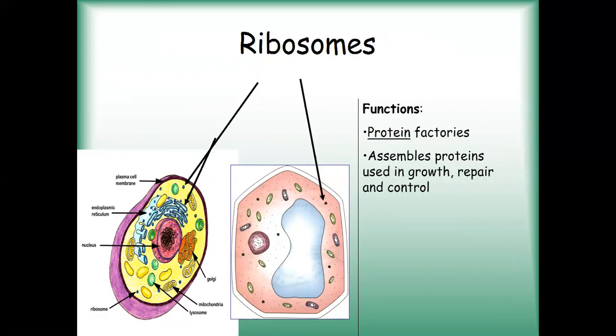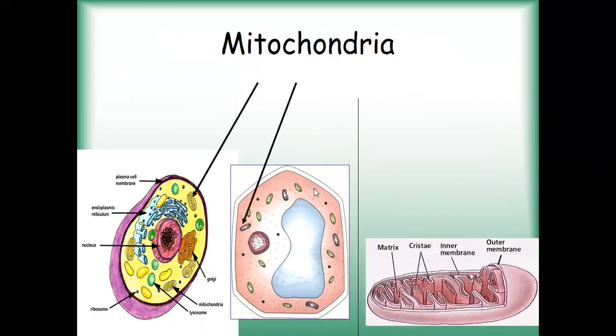Function of ribosomes: protein synthesis in our body takes place inside these ribosomes. So they are the protein factories. They are full of proteins. Whatever protein synthesis takes place inside our body happens with the help of ribosomes. They assemble protein which is used in growth, repair, and control. You all know that for growth, for repairing of our body, cells, and tissues, we need proteins. They are the building blocks. So this synthesis of proteins happens in the ribosomes.